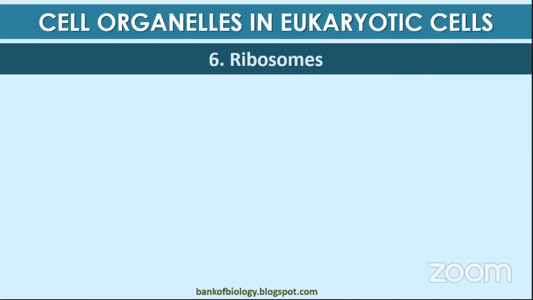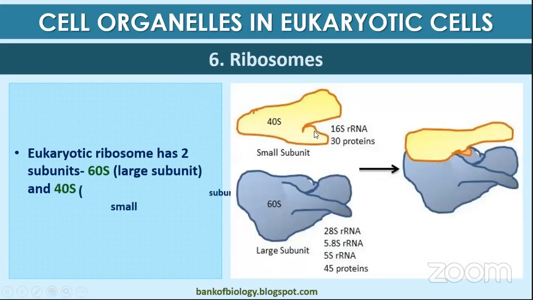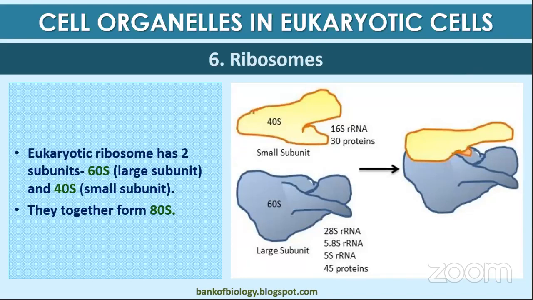Eukaryotic ribosomes are of 80S type. They have two subunits, 60S and 40S. 60S is the larger subunit and 40S is the smaller subunit. So they together form 80S.